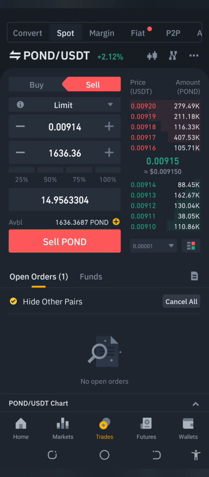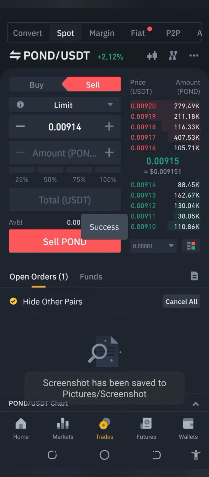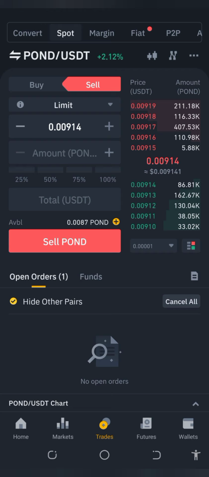No, I'm not going to waste time. I'm just going to go ahead, put in everything, and go. Yes, we're going to get this sold. Clear winner. So let's go see how much we have in USDT now.